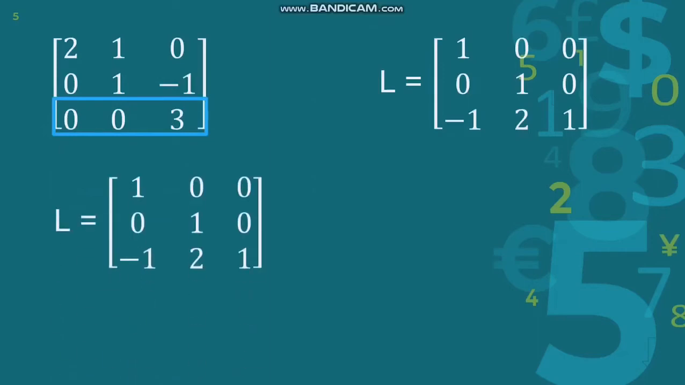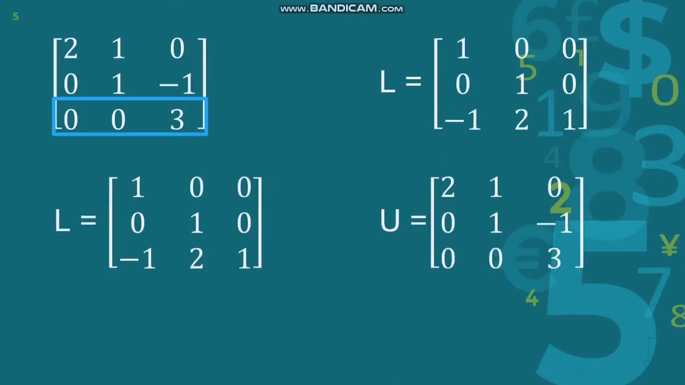We have now completed the values of our lower triangular matrix, which is 1, 0, 0, 0, 1, 0, negative 1, 2, and 1. And we have also our upper triangular matrix, which is 2, 1, 0, 0, 1, negative 1, and 0, 0, and 3.